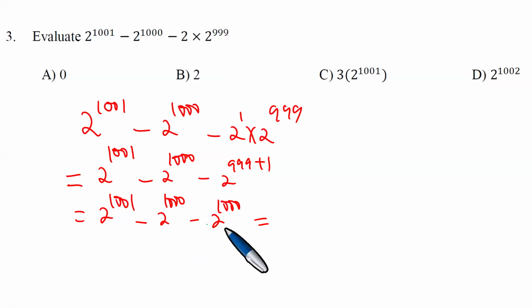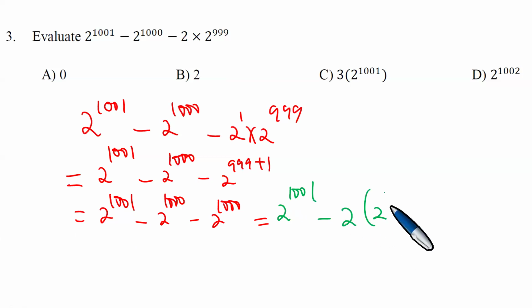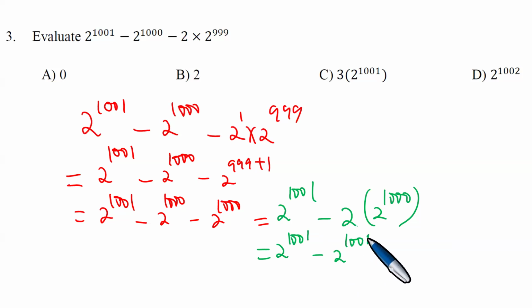These two most certainly add up because these are like terms. We have 2 to the power 1001 and 2 to the power 1001. So we can pull out the highest common factor. This is 2 to the power 1001 minus, and this is 2 to the power 1001, if you multiply this. So what is the answer? The answer is 0. And the correct option, therefore, is option A.